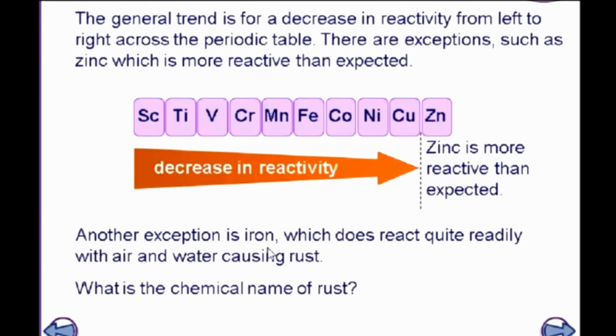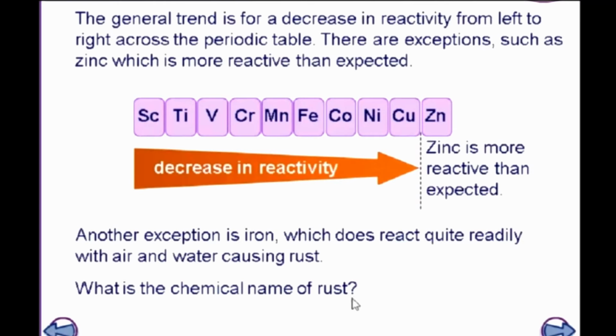Another exception is iron, which does react quite readily with air and water, causing rust. So we all know what rust is and how iron forms rust. Remember, iron is also a transition metal. We were recently studying corrosion and rusting. So another exception is iron, which does react quite readily with air and water, causing rust.